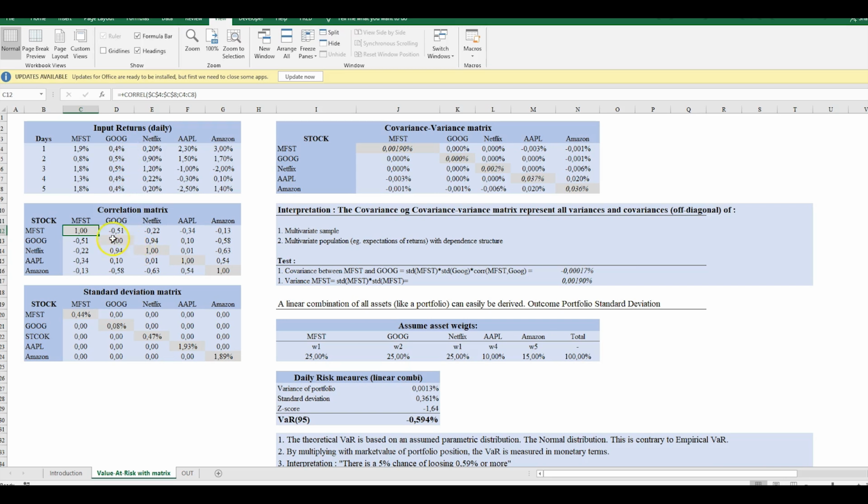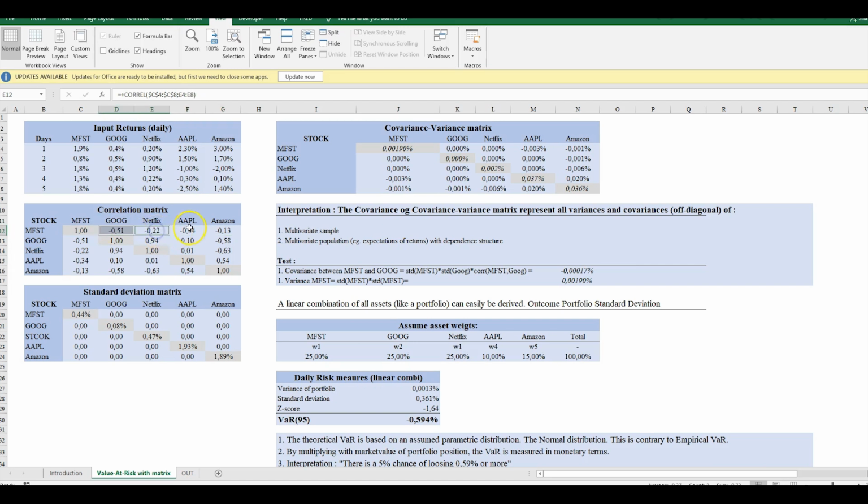And always when you build a correlation matrix, you can check if you have done it right by at least noting that you have ones on the diagonal, because all assets' correlation with themselves is 1. And the off diagonals, correlation between Microsoft and Google, for instance, minus 0.51, and so on.